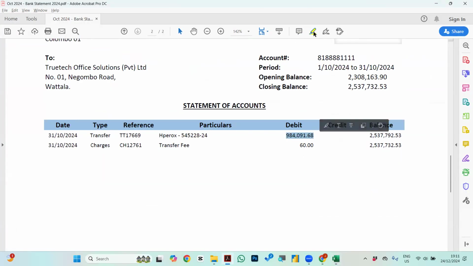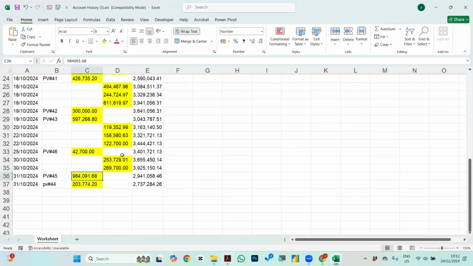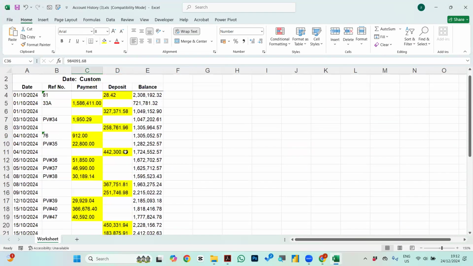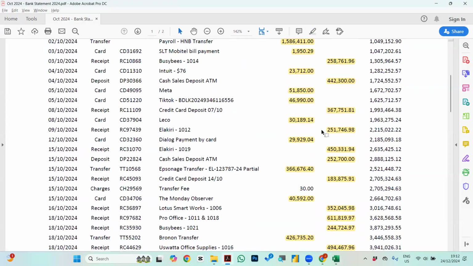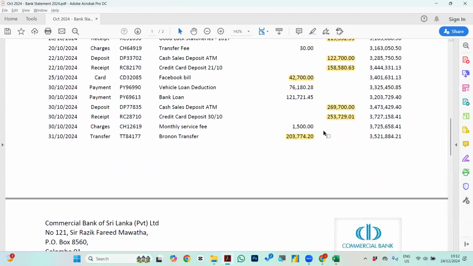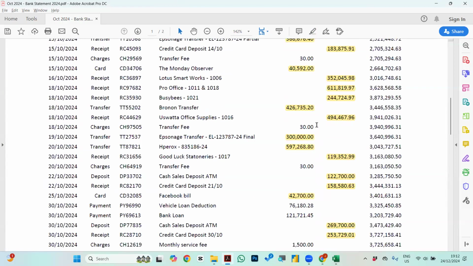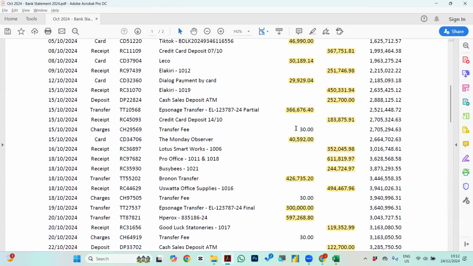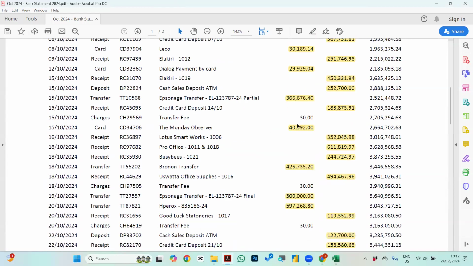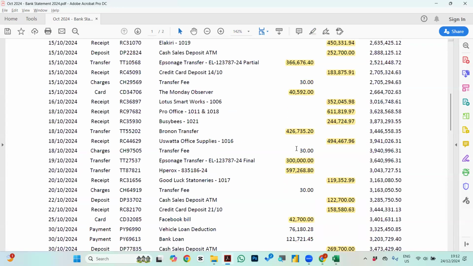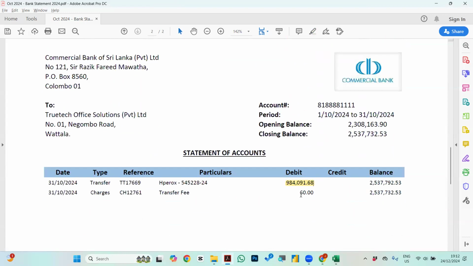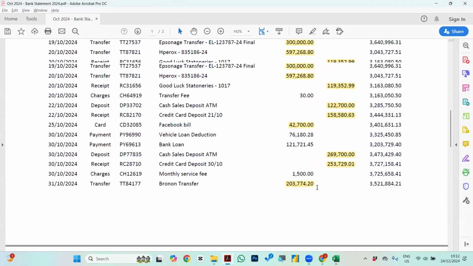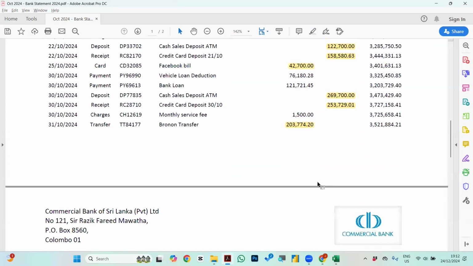Okay, so these are the items that are available. If you check our books, everything is already recorded. In the bank statement, there are transactions that we still need to record. We'll see how to record them. So you see here, the first one is the bank charges. There are transfer fees. Here 30, there's another 3060, here's another 3090, and there's another 60. So 150 rupees of bank transfer fees are there. Apart from that, monthly service fee 1,500.